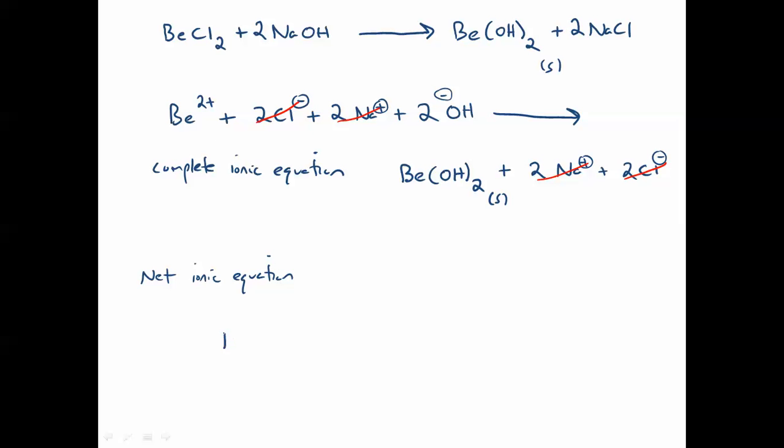which would be beryllium 2 plus, 2 hydroxides goes to beryllium hydroxide, which would be a solid. And so this is how we would draw our net ionic equation from this given process.